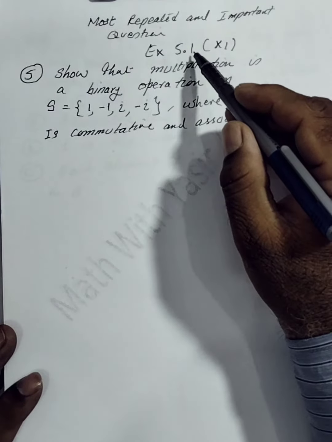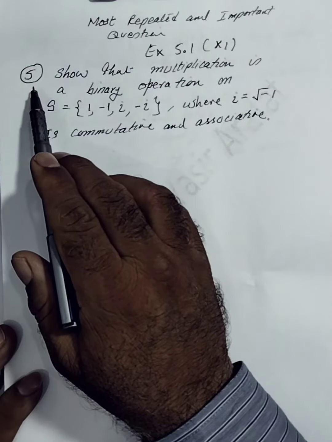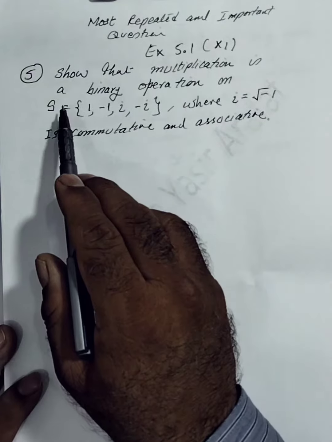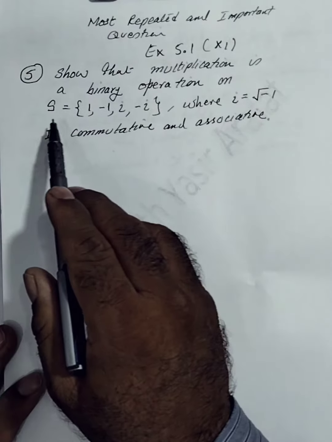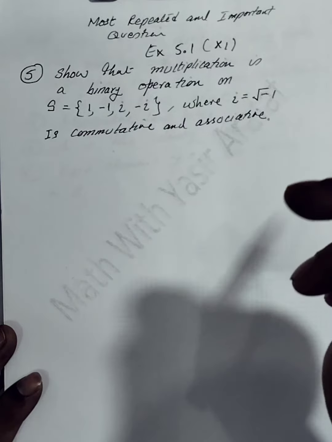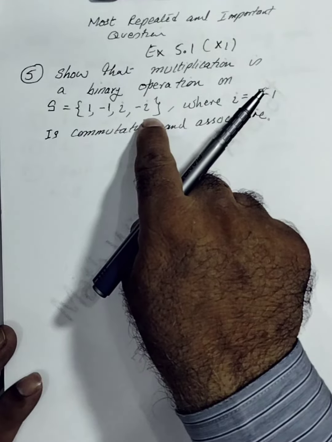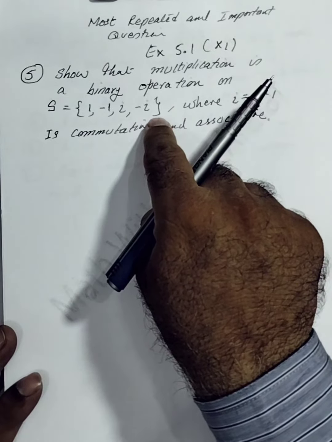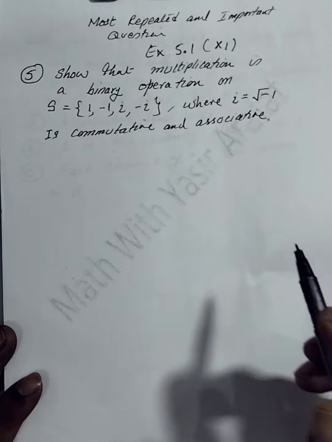We have to discuss a very important, most repeated question of exercise 5.1. Now come to question number 5. Show that multiplication is a binary operation on S. Binary operation means that under the given operation, the result belongs to the same set. It is also called the closure property, or closed on S.